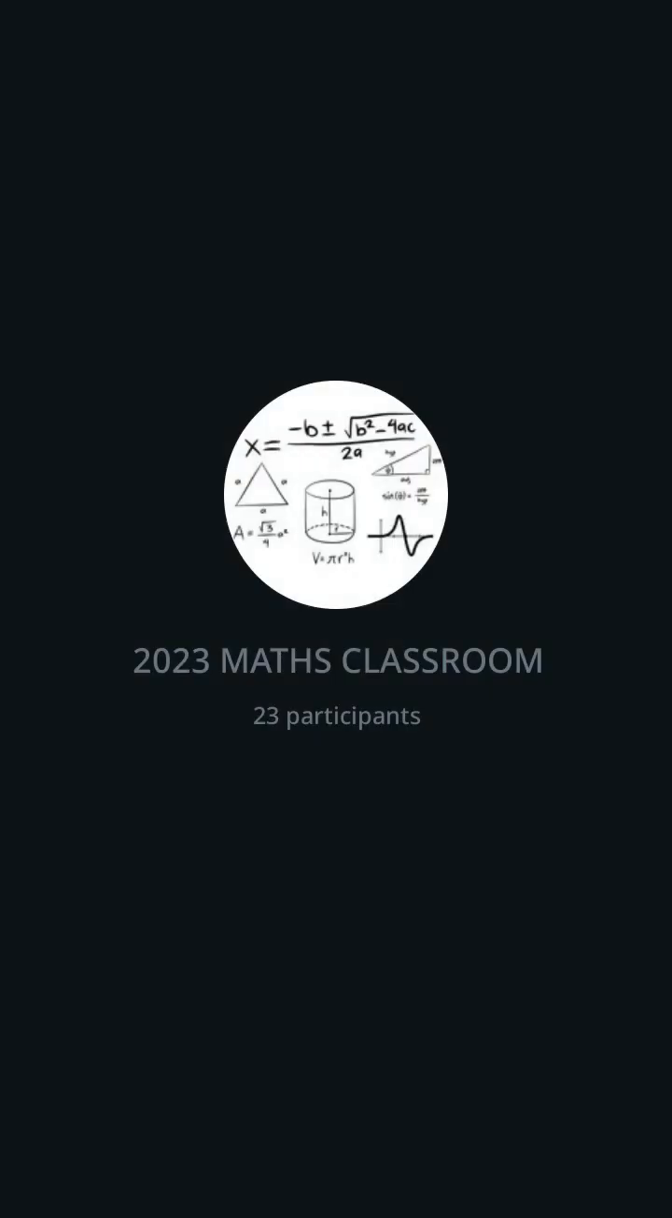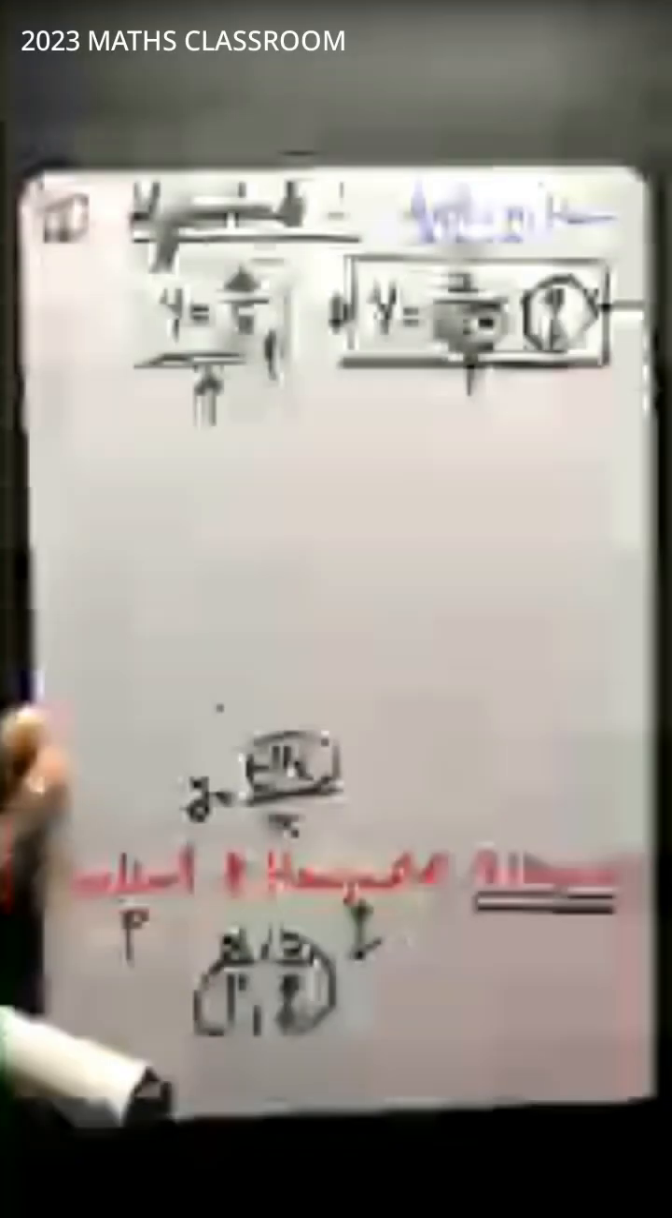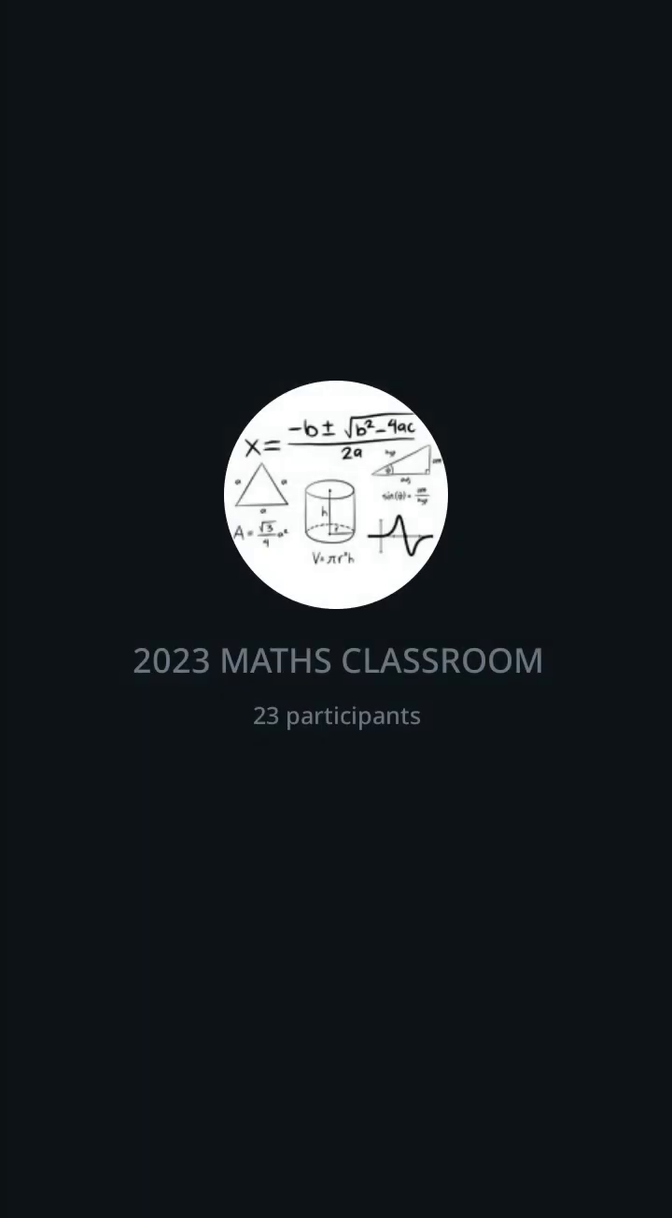Let's see. You are cutting, I can't hear you very well. This is the Cartesian plane, not the ghost Cartesian plane. This is the Cartesian plane.